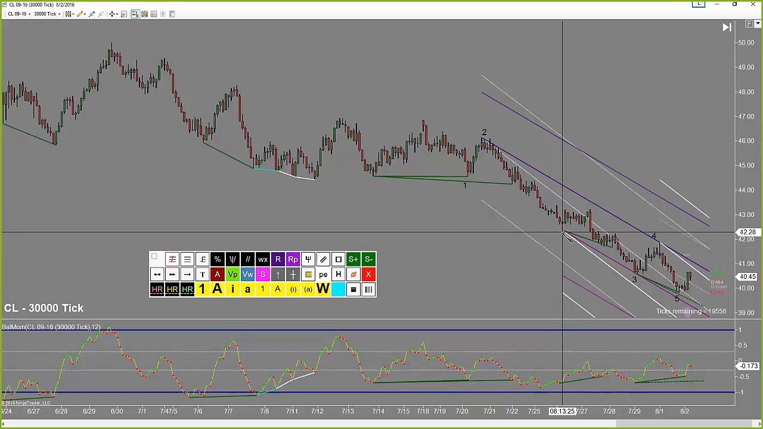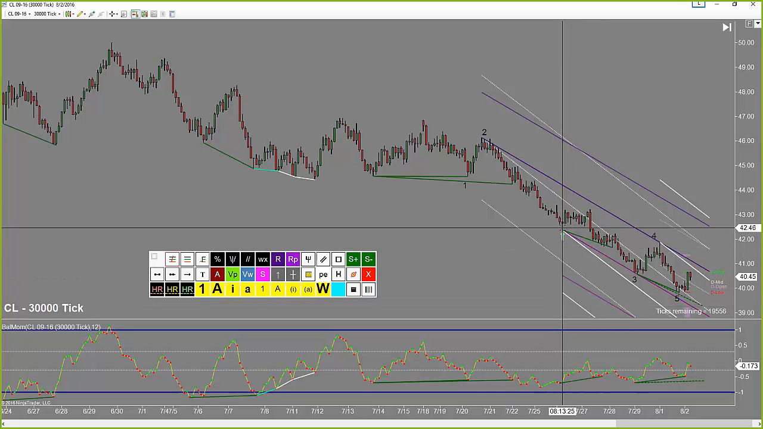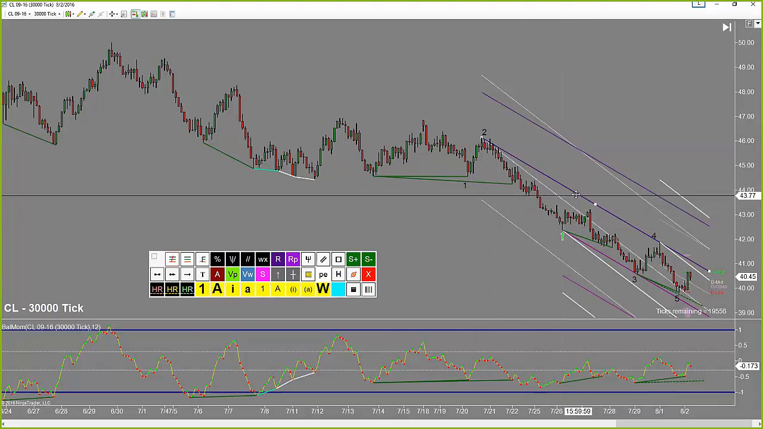And why is that? Because that's the widest point perpendicular to this trend line here, you see?